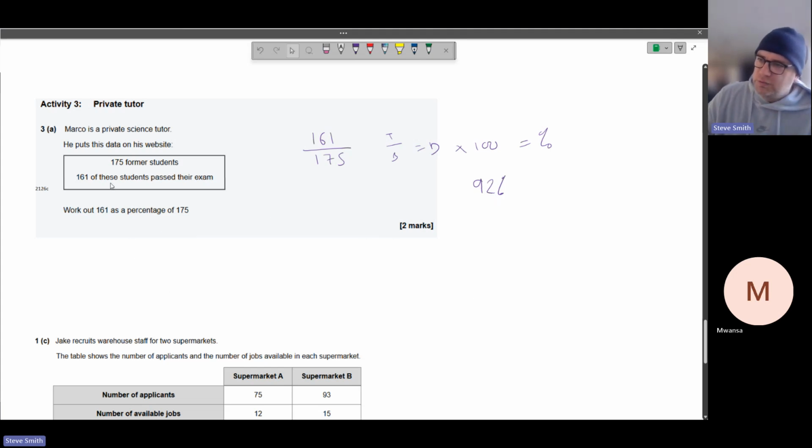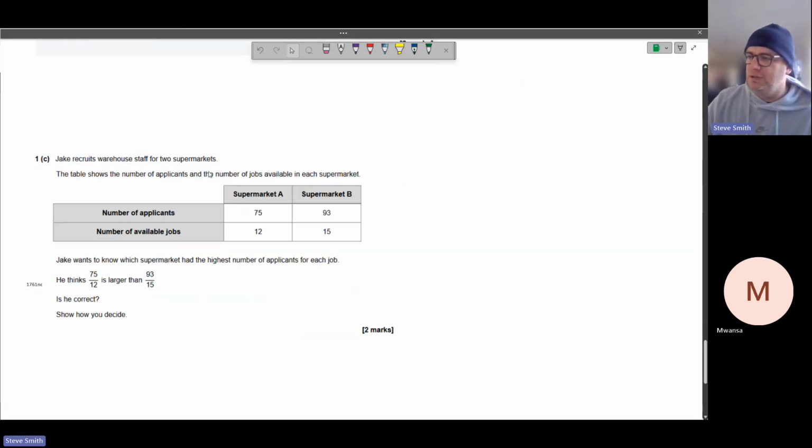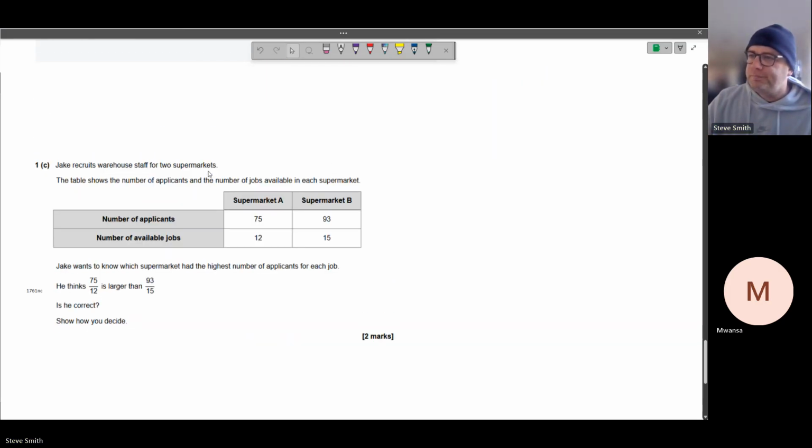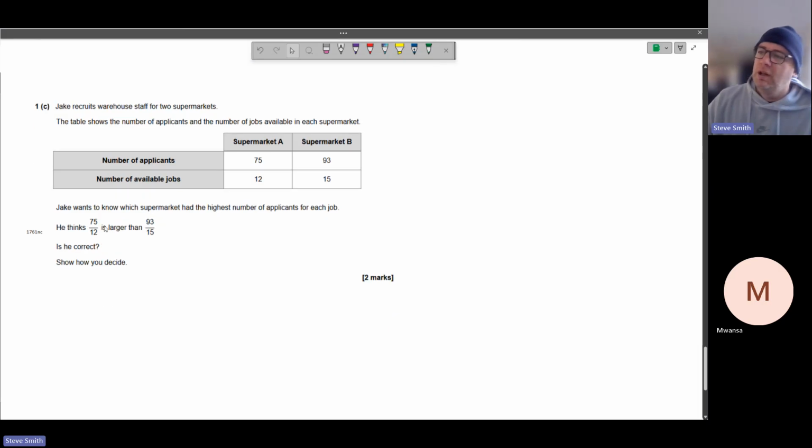And that's for 2 marks. We recognize it as a fraction, do it as a decimal, times it by 100, and that's what we'd get. Okay, so again, I'm not saying all this is irrelevant. I don't mean to sound rude to NCFE, but it really is.